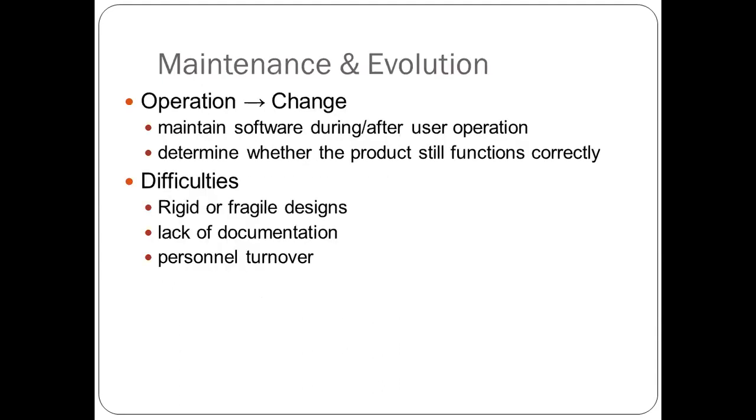Now maintenance and evaluation. Here you can see operation or change. Operation provides that we can change whenever we want during the implementation of the software. Here you can see maintain software during or after user operation. So we can maintain all those softwares during or after the user operation. If the user is working on a particular software, then how will he maintain that software?